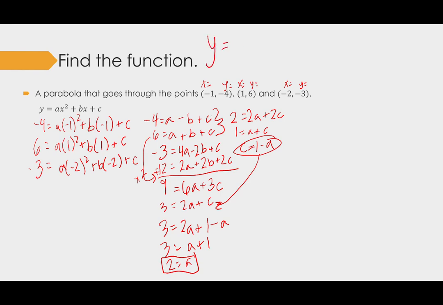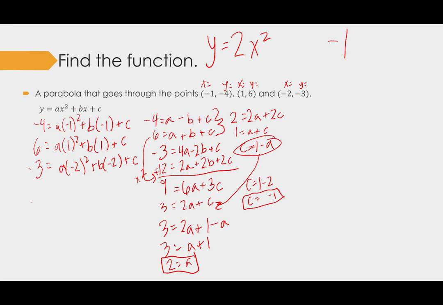I'm going to write the equation up here. Y equals 2x squared. Now we gotta find b and c. C will be easy to find because it's already solved up here. So c equals 1 minus 2. C is going to be -1. So I have a -1 here at the end. And then I need to find b.